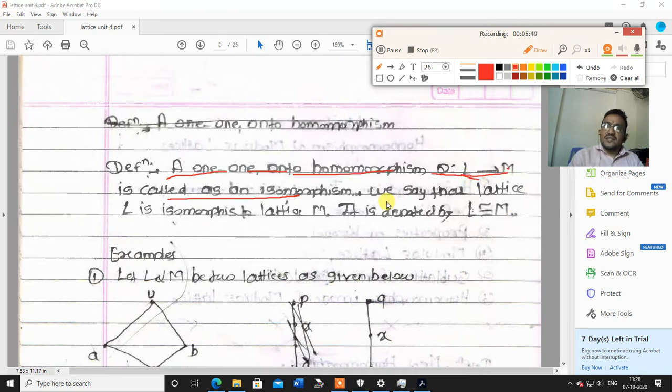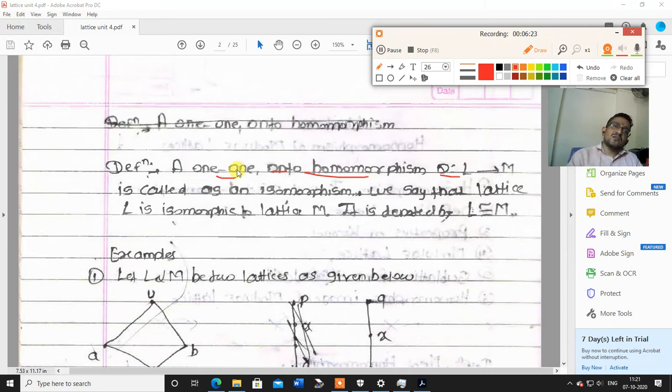Okay, so in this case we see that lattice L is isomorphic to lattice M, and we can denote it as L is isomorphic to M. Two lattices are isomorphic when there exists a function theta from L to M which is a one-one, onto homomorphism. Then we can say that these two lattices are isomorphic to each other.